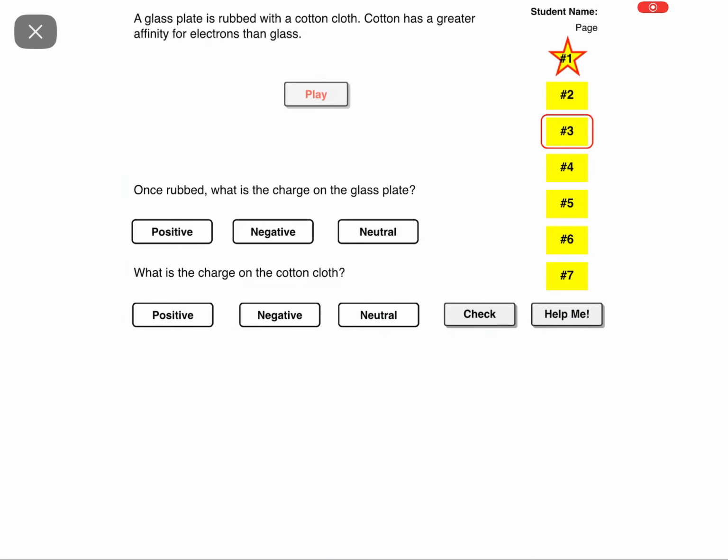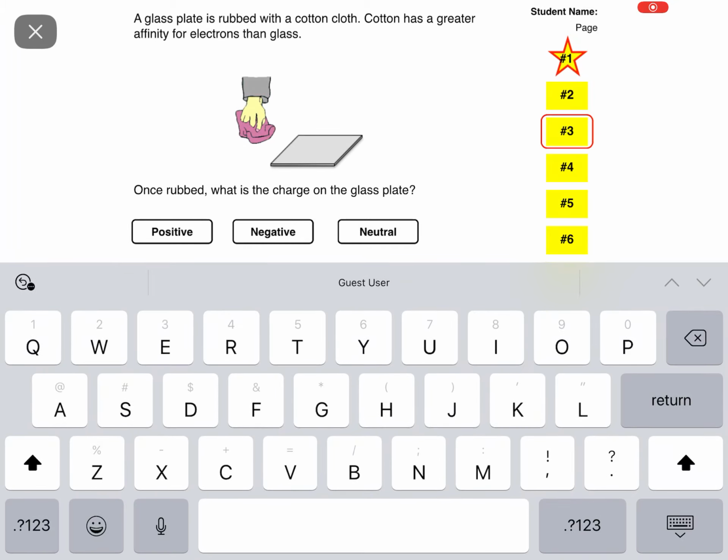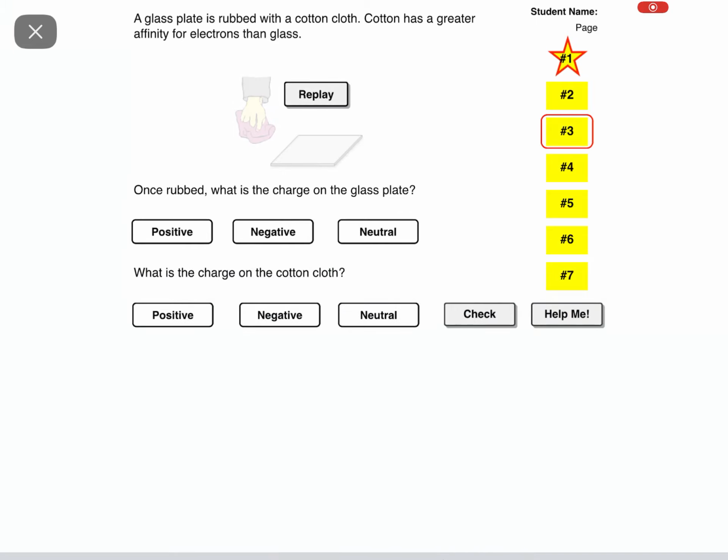A glass plate is rubbed with a cotton cloth. Cotton has a greater affinity for electrons than glass. That means that cotton wants to take electrons. So let's watch. So we want to know, what is the charge on the glass plate?